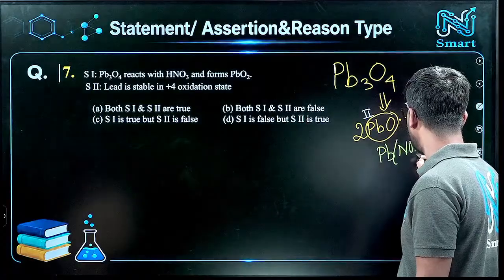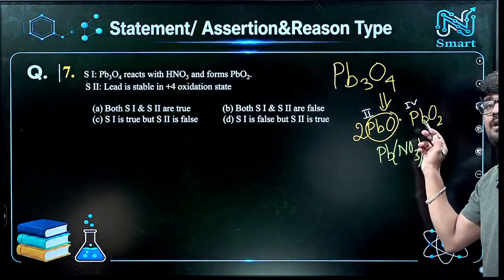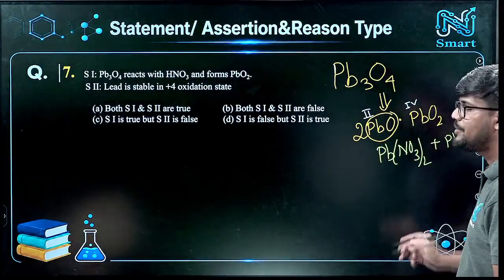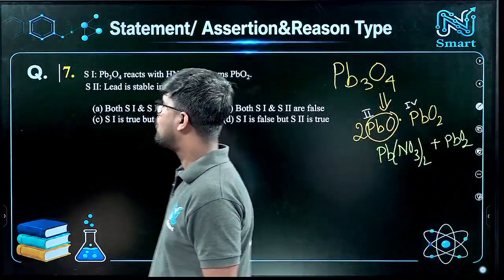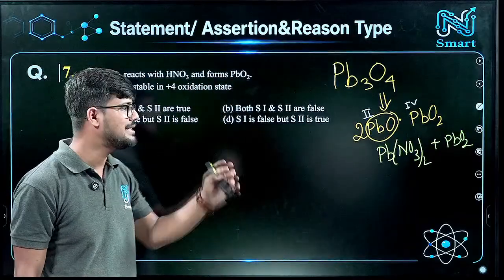Pb(NO3)2 whole 2. And since this lead is already in the +4 state, it will be separated as PbO2. And PbO2 you will get as a precipitate. So basically Pb3O4 reacts with HNO3 and forms PbO2. Yes, it is a correct statement.